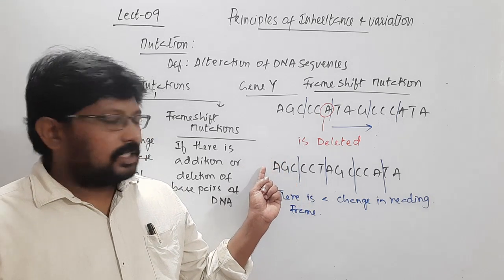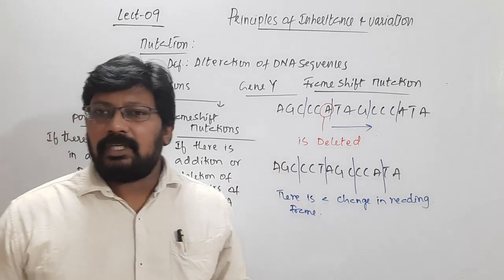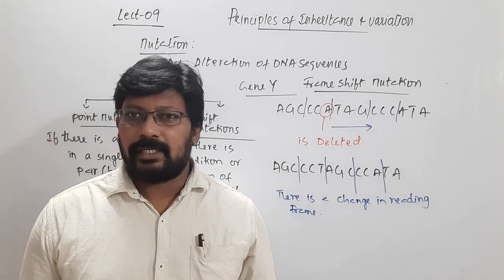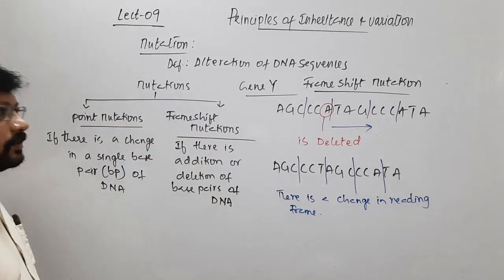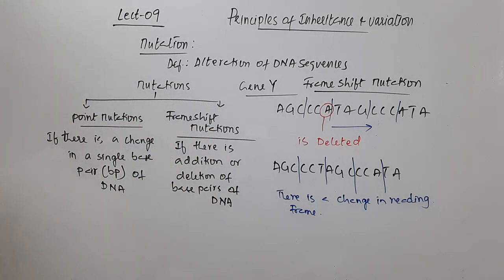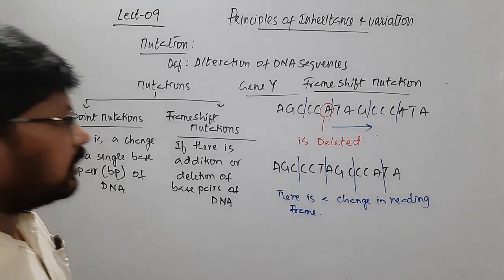Usually when a gene is expressed, that will be in the form of a polypeptide chain. So that we will understand slowly in our coming sessions. Okay, so that's about the two types of mutations: the point mutations and frame shift mutations.